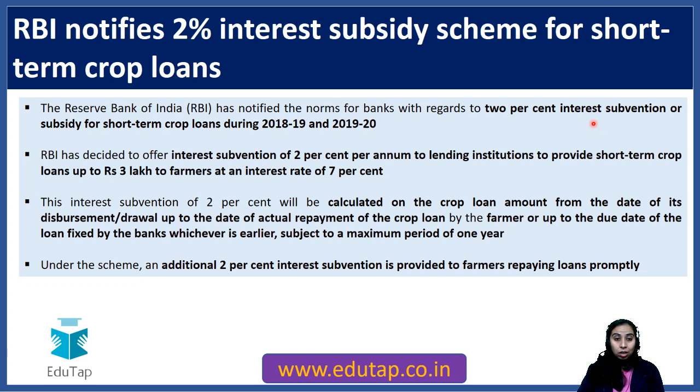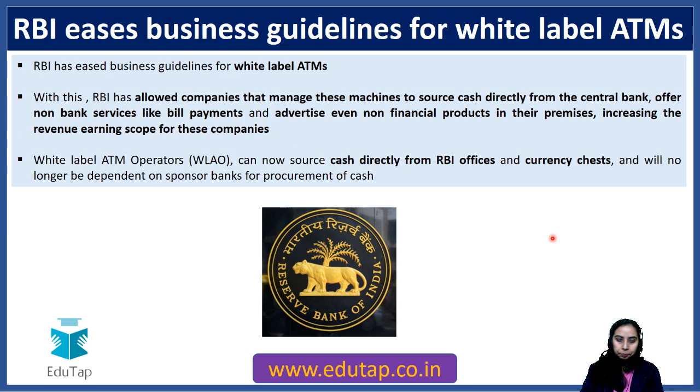Another very important thing is that the farmers who repay their loans promptly will be given a subvention of 2% more. That means the farmers who are repaying their loans will get an interest subvention of 4%. That is very important. And the interest subvention would be given to the lending institutions, obviously, because RBI is called the lender of the lenders. So yes, that is it.